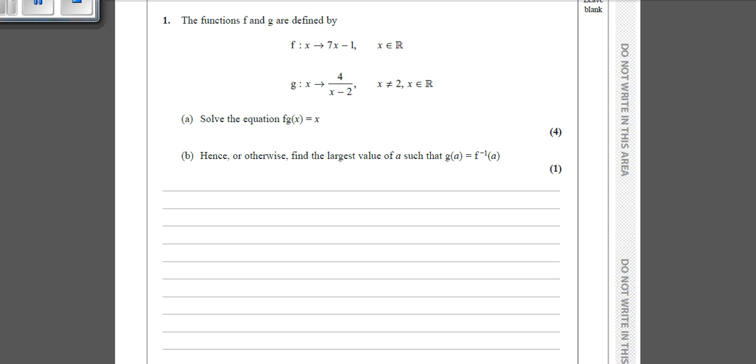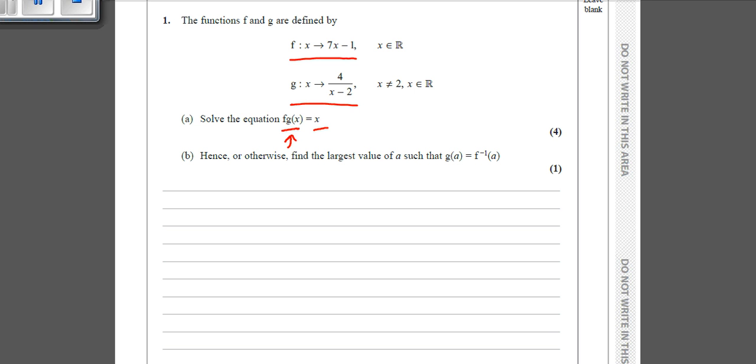So this is the 2016 question, this is the first one. Now I know my class don't particularly like the whole function questions, so we're going to have a look at that first and foremost. So we've got two functions here, f of x equals this and g of x equals this. Now we've got to solve the equation fg of x equals x.